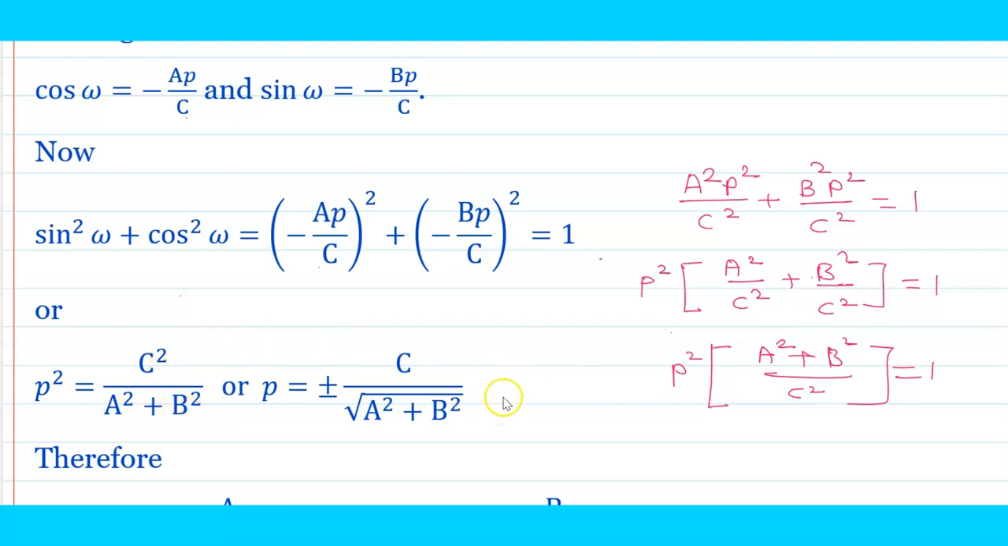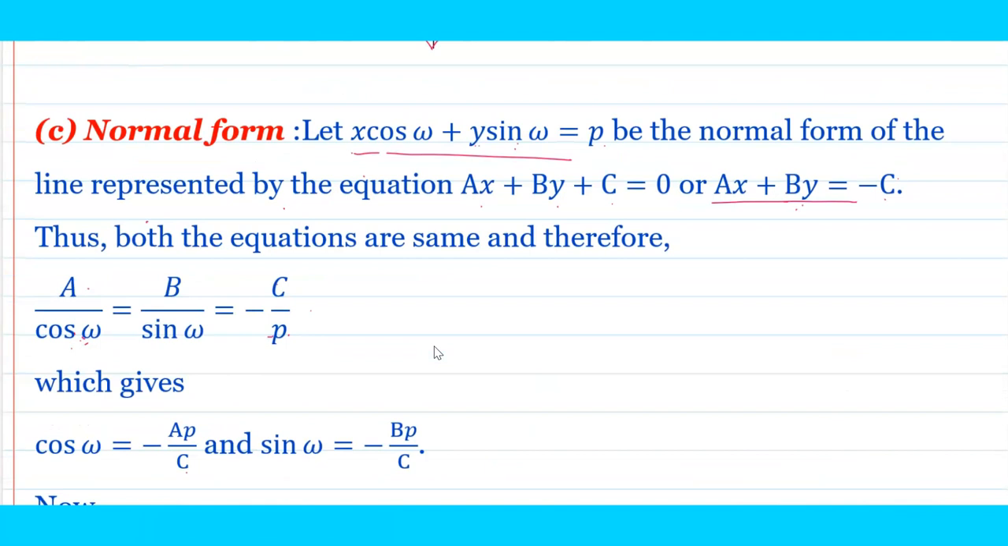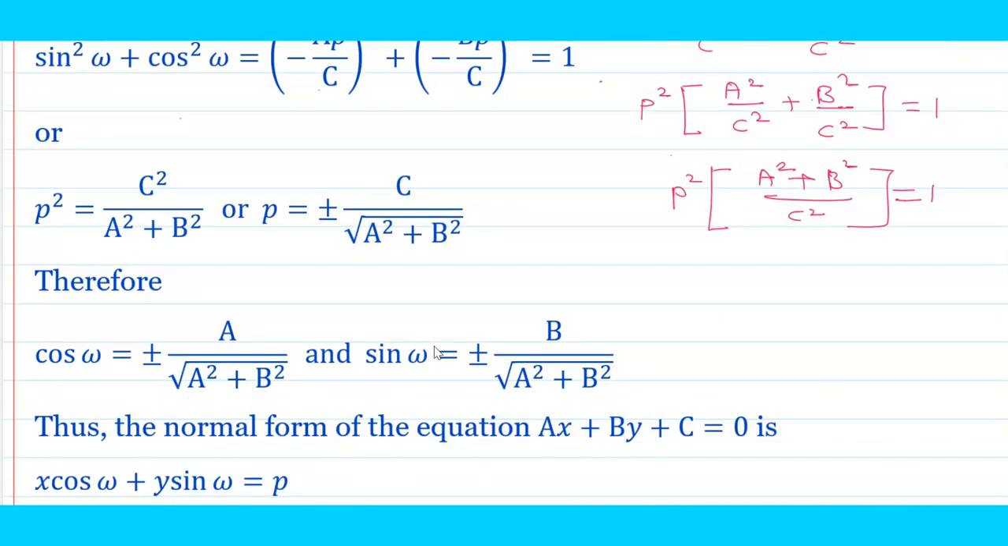Taking the square root on both sides, then you will get p is equal to plus or minus c upon root of a square plus b square. This is the length of perpendicular drawn from origin on the line. Okay, now next, again cos of omega is equal to plus or minus a upon root of a square plus b square, and the sine of omega is equal to plus or minus b upon root of a square plus b square.